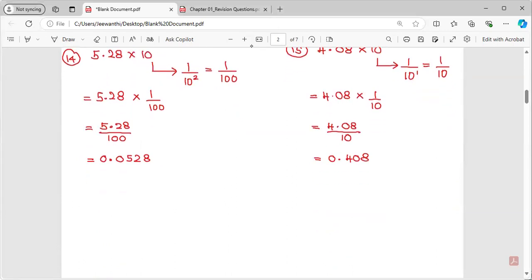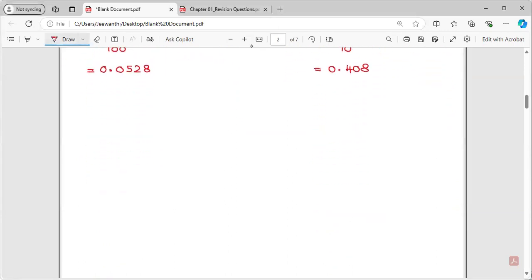Right. So then we will move to question number 16. Question number 16 is 4 to the power of 2 divided by 4 to the power of 4. What is the concept that you want to recall, children? You have the same base and you have the division. What are you supposed to do? You write 2 minus 4, that is, you subtract the indices.